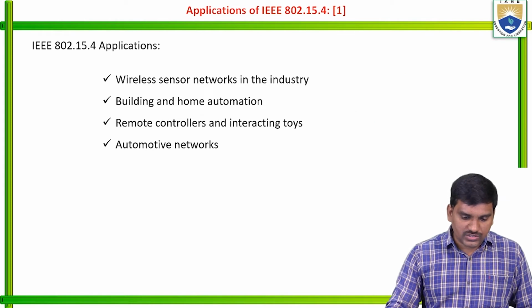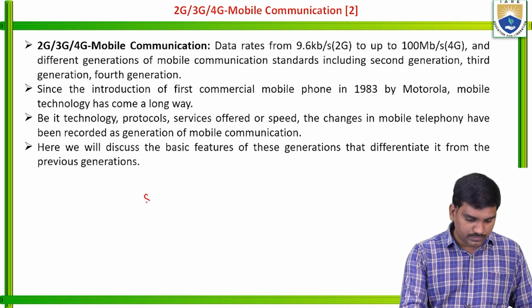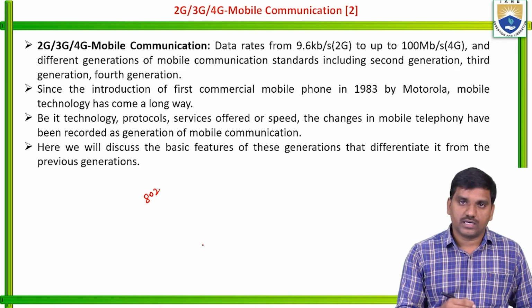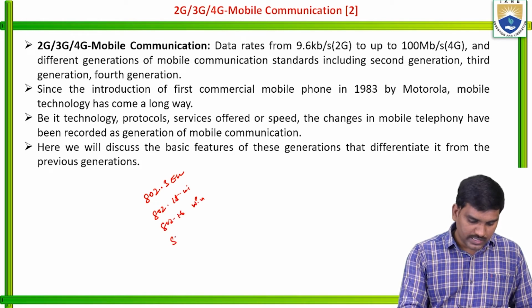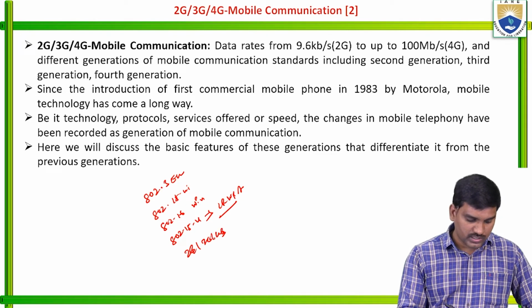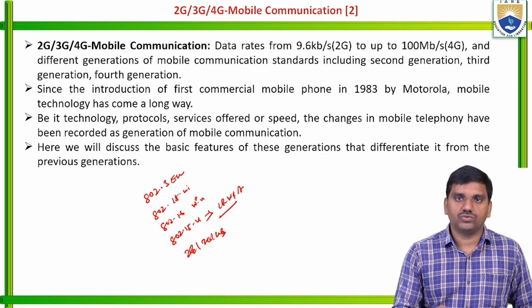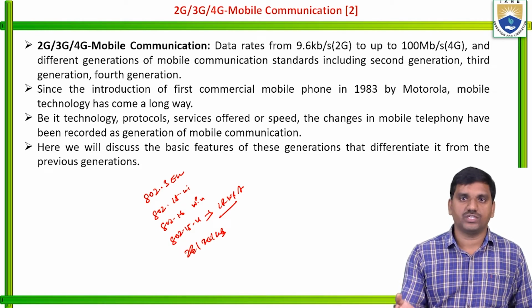Next, applications of the last one, the first one. In the link layer, we have different types of protocols: 802.3 Ethernet, 802.11 Wi-Fi, 802.16 WiMAX, 802.15.4 LRWPAN. The last one is 2G, 3G, 4G mobile communication: second generation, third generation, fourth generation mobile communication.